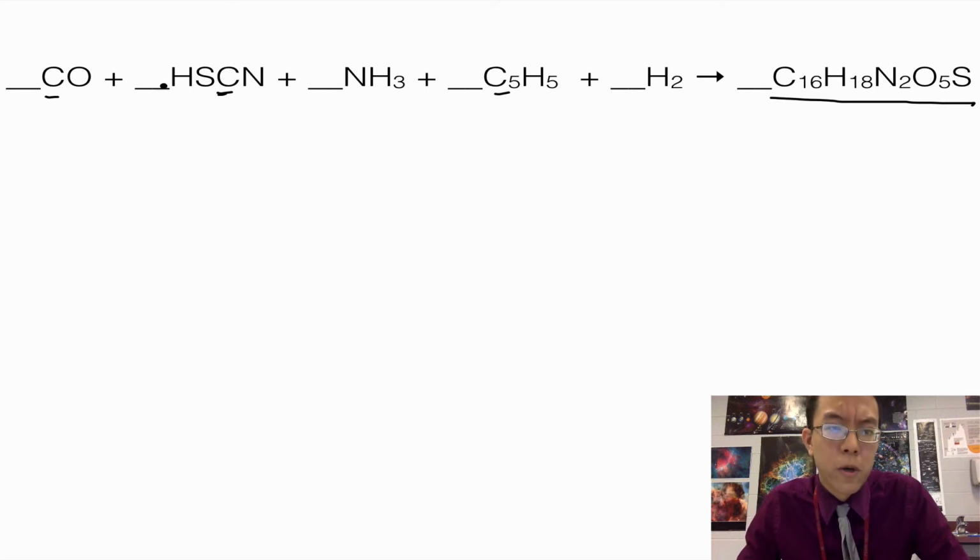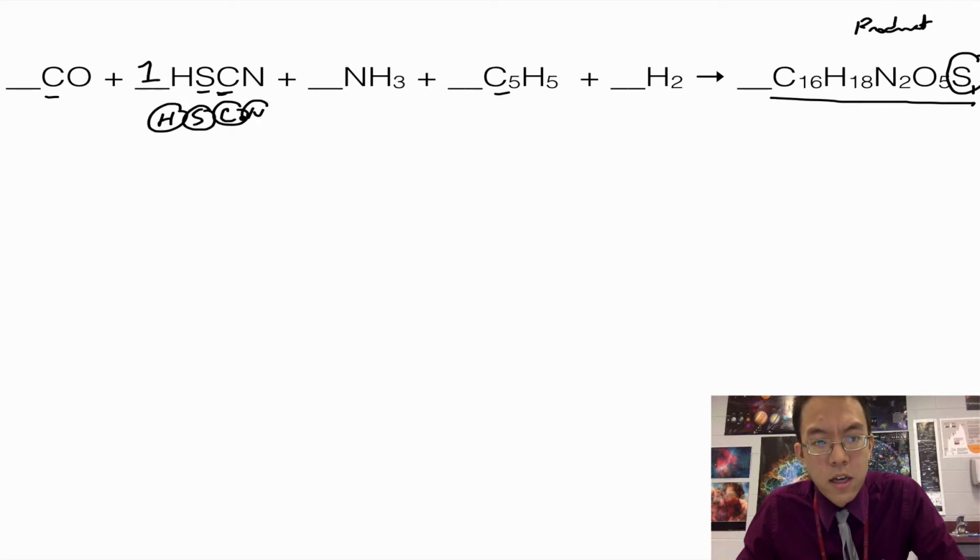Now let's look at my H's. Well, I've got H in this molecule, H in this molecule, and H in this molecule. That's pretty tricky, right? So the simplest element I could take a look at is probably S. So let's go for the S right away, because I know I only have one S here. So, where's the S? Here. Because I only have one S in my product, I know that this has to be 1. In other words, I can only have one of this molecule. So HSCN, I can only have one of them because there's my S, here's my S, so the S checks out.